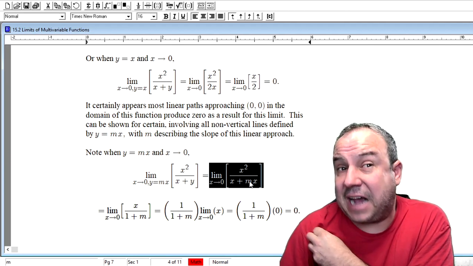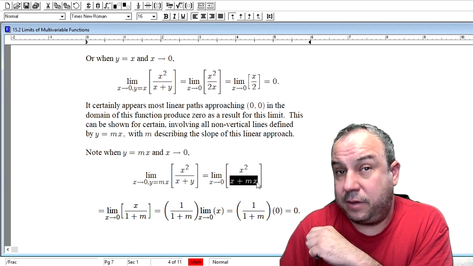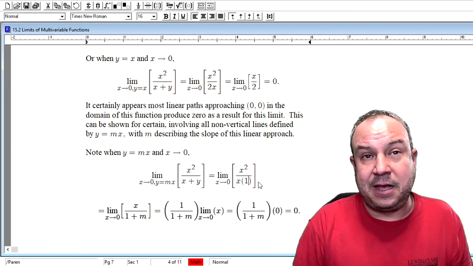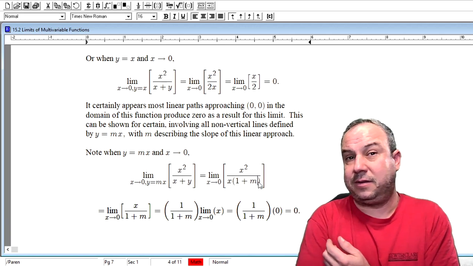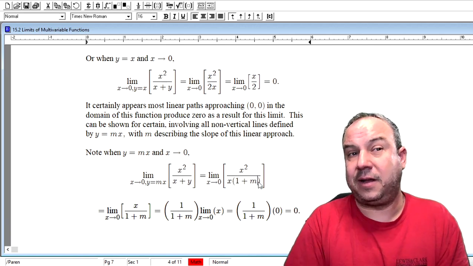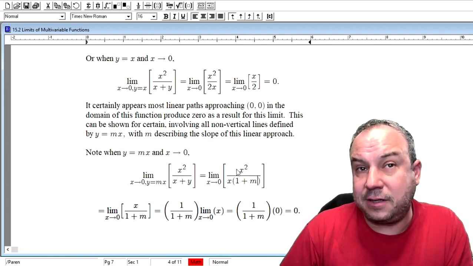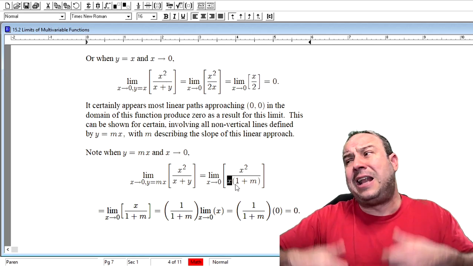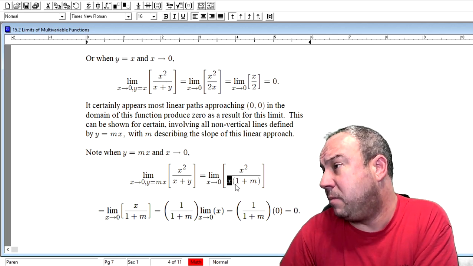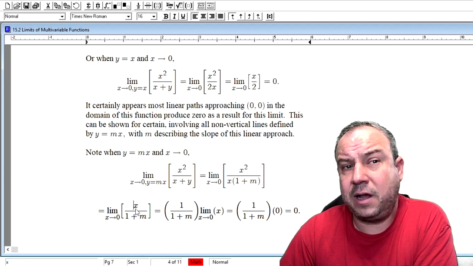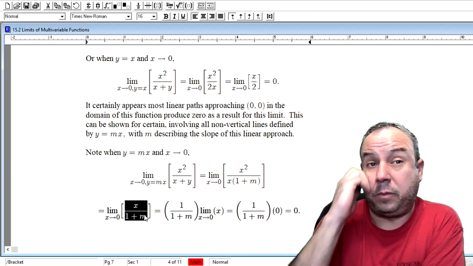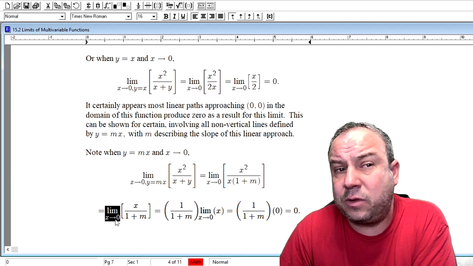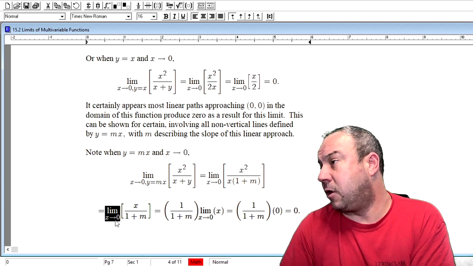I can factor a value of x from both terms here in the denominator. This can actually be written as x times 1 plus m, right? Where I can then cancel a value of x in the numerator with one of those values of x in the denominator. A lot like what happened with the lines described above, right? Which will leave me x over 1 plus m in value, where 1 over 1 plus m in value is actually a constant with respect to the limit in terms of x.